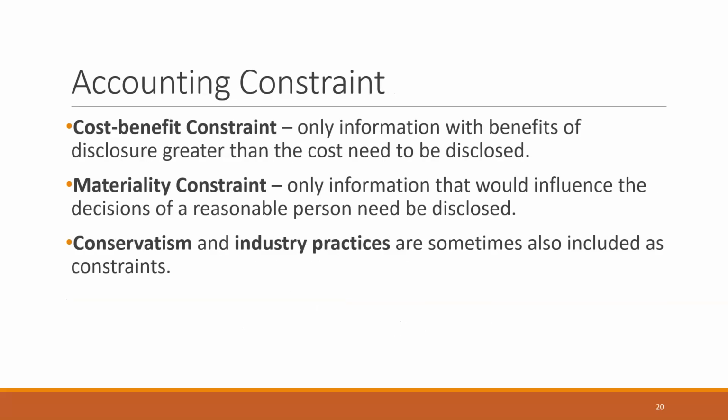Okay, now the constraints. We're also going to be talking about these 3 constraints this semester and how they impact different accounting practices. The cost-benefit constraint. So only information with benefits of disclosure greater than the cost need to be disclosed. This means that we should try to provide all of the information that we possibly can, but sometimes collecting certain types of information costs more than the benefit of having that information is. In this case, you don't have to maintain that information.